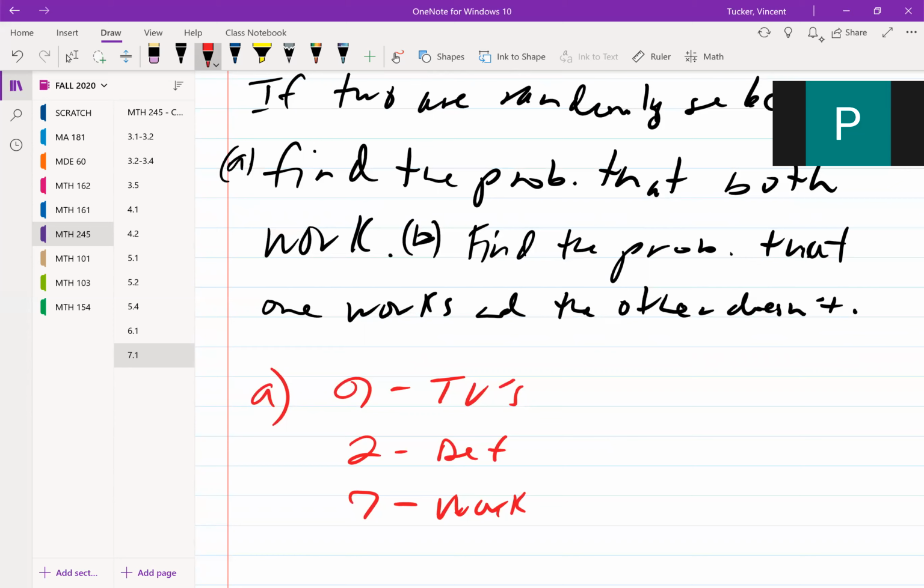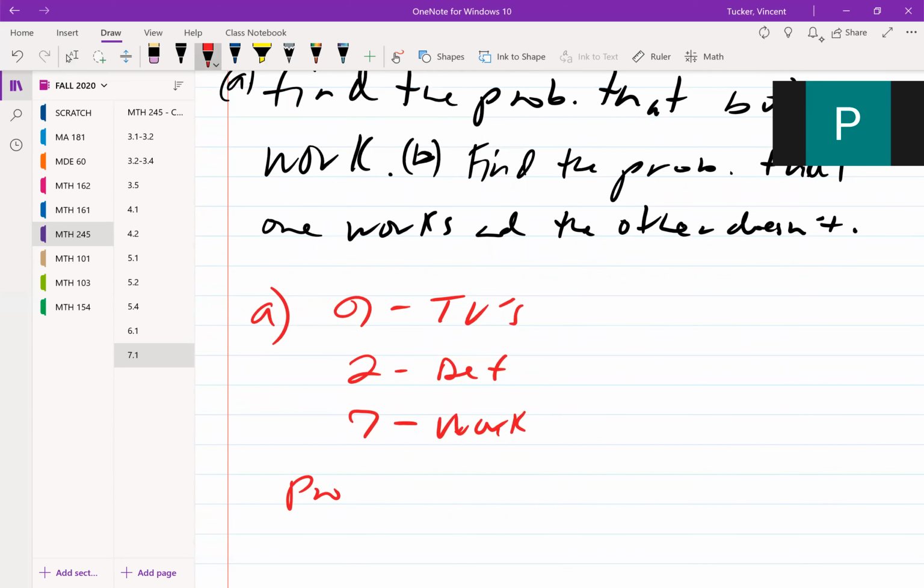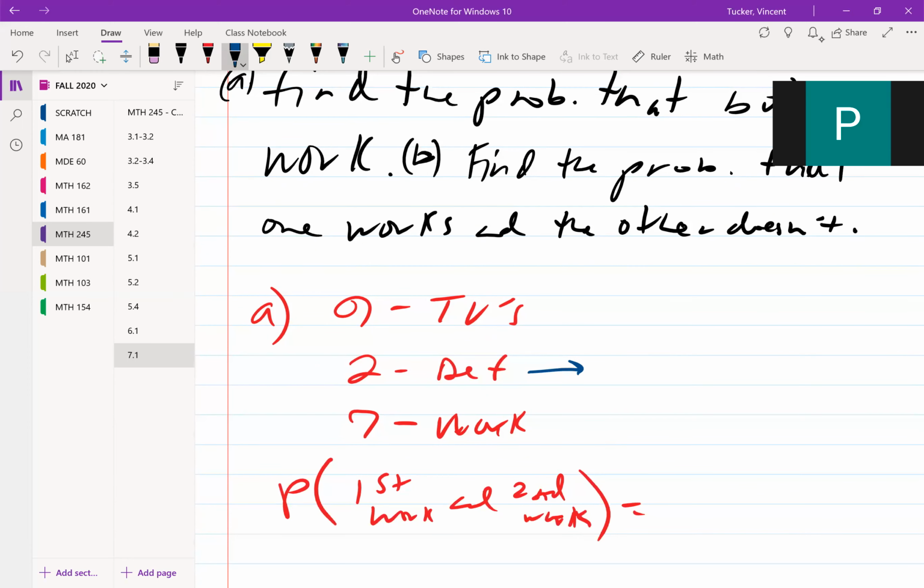If 2 are defective, that means 7 work. All right. So we want the probability that the first TV works and the second TV you choose works. Now when we look at the probability of getting a defective TV, that's 2 over 9. Probability of getting a working TV is 7 over 9.